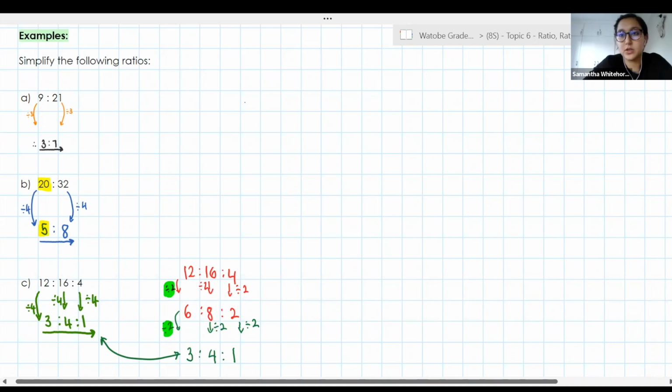Okay, so I hope that answers the questions of earlier. And for those asking if 6 is to 8 is to 2 is correct, you're halfway there, but you need to go that step further.